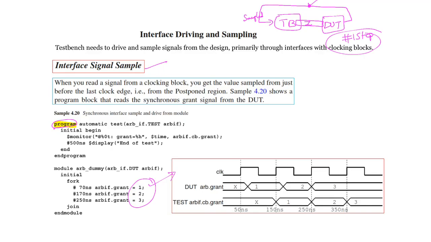So look at this one. Now the arbiter is going to be the example DUT. Here the output of DUT is the grant signal. Assume that after 70 nanoseconds the grant value is 1, after 170 nanoseconds grant is 2, after 250 nanoseconds grant is 3. Here this is somewhat different, where we are using a fork join statement. We will discuss it later. The statements within fork join are executed in parallel.